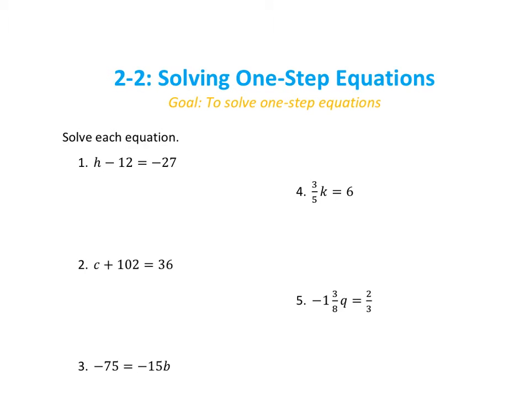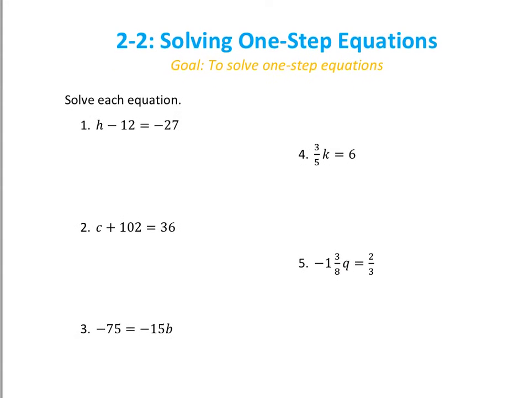So in the second section of Chapter 2, we're going to start by solving just one-step equations. These are the most simple equations that you can come up with. Solving means get the variable by itself, so we're going to try to isolate those variables totally by themselves on one side of the equation and all the numbers to the other side. There's only one step involved in each of these.